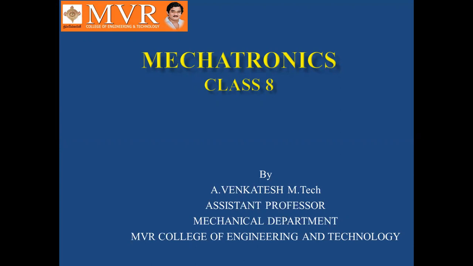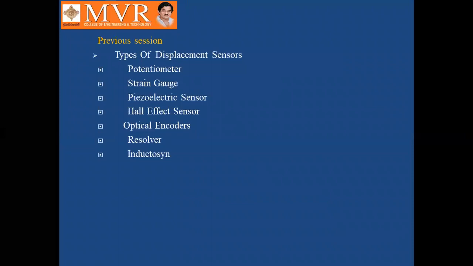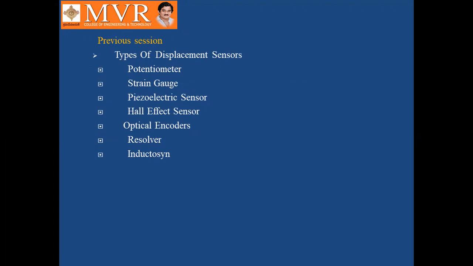In the previous session, we discussed types of displacement sensors. The first one is the potentiometer, then the strain gauge, piezoelectric sensor, Hall effect sensor, optical encoder, resolver, and finally the inductive sensor. These are the sensors under the category of displacement. In order to measure displacement, these are the types of sensors we are using, most probably in industrial applications.